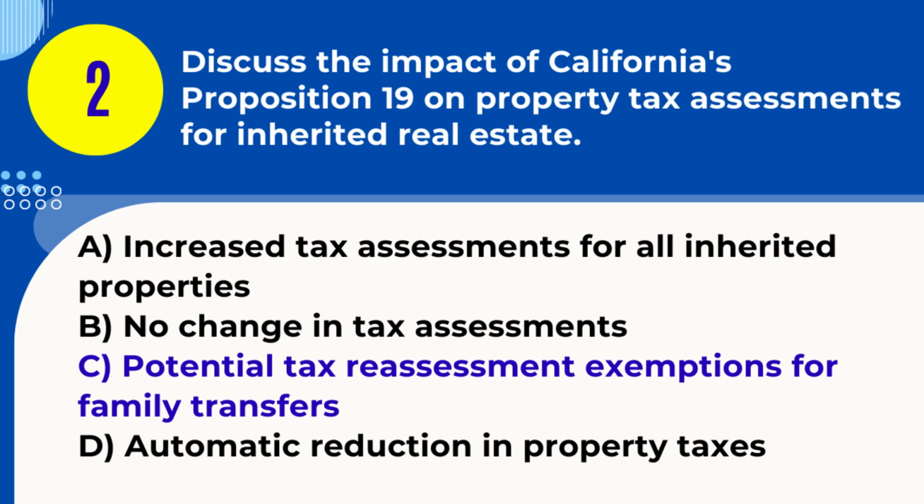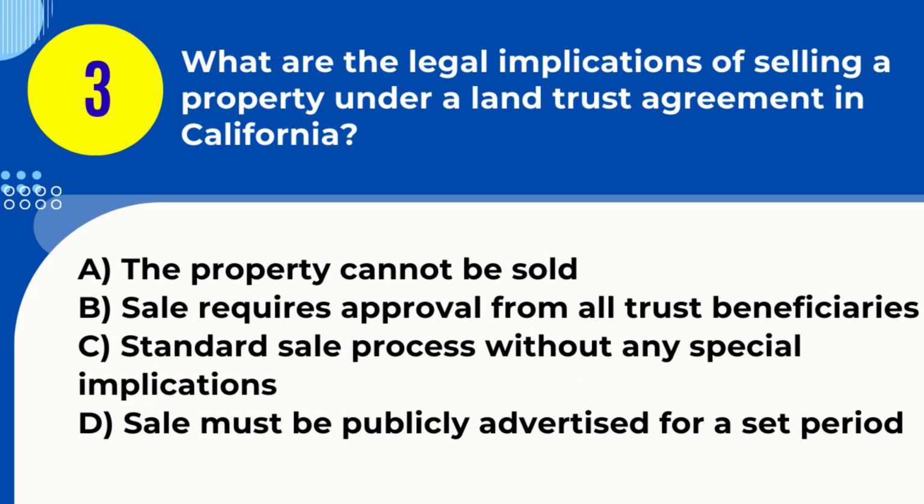Question 3. What are the legal implications of selling a property under a land trust agreement in California? A. The property cannot be sold. B. Sale requires approval from all trust beneficiaries. C. Standard sale process without any special implications. D. Sale must be publicly advertised for a set period.